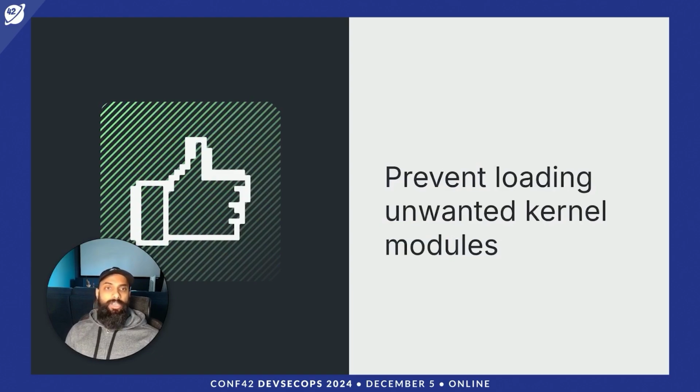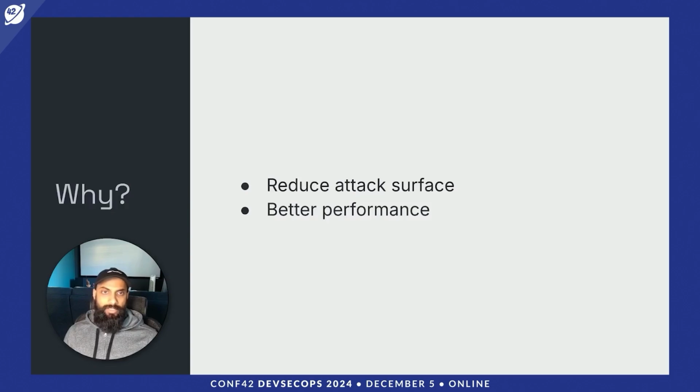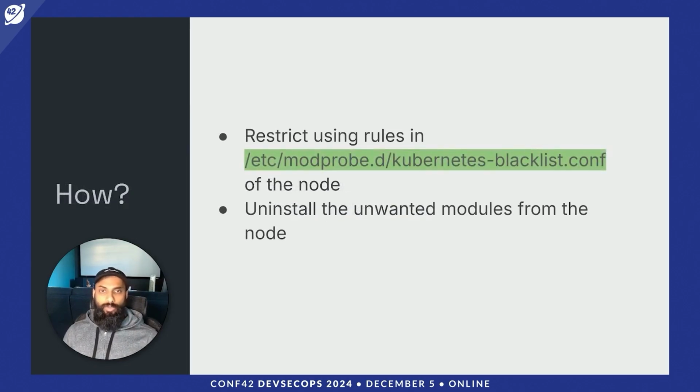Next would be to prevent loading unwanted kernel modules. This is similar to the previous one. If you're using a fat, full-fledged operating system, it might be loading a lot of unwanted kernel modules that will unnecessarily use up your resources, reduce your performance, increase the image size, increase the attack surface, and so on. Use only the kernel modules that you absolutely require for the application. This will reduce attack surface and give better performance. This can be restricted using rules in the Kubernetes blacklist conf at the node level, or by uninstalling unwanted modules from the node directly. This can also be done by using a very bare minimum base image and controlling exactly what loads and what dependencies and modules are there.